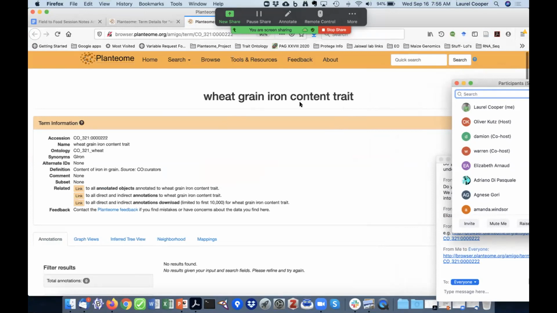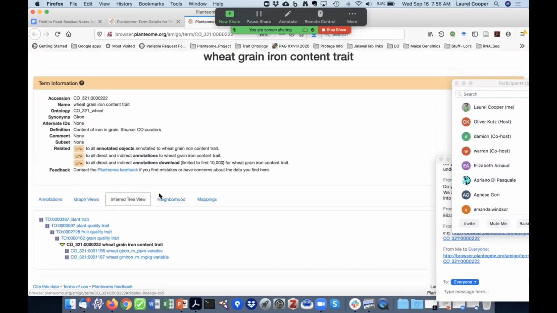222 grain iron content. When we import these vocabularies into Plantium, we append the term name with the crop name at the beginning, and then the, I'm not sure what you would call this, the aspect maybe, at the end, because the CO vocabularies have the trait, the method, and the scale, and then all that is combined into the variable. So when we import those, we append the names with whether it's a trait, a method, a scale, or a variable.